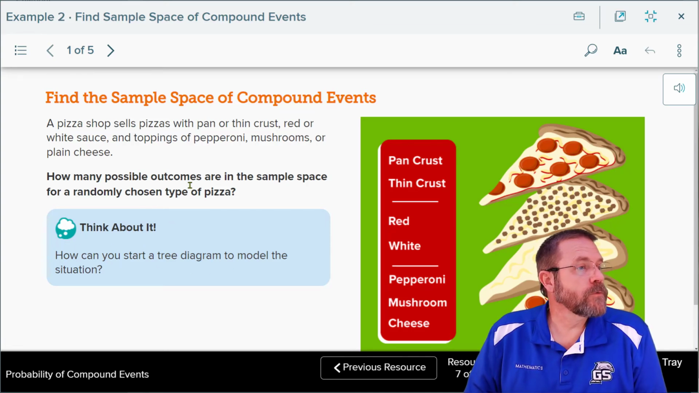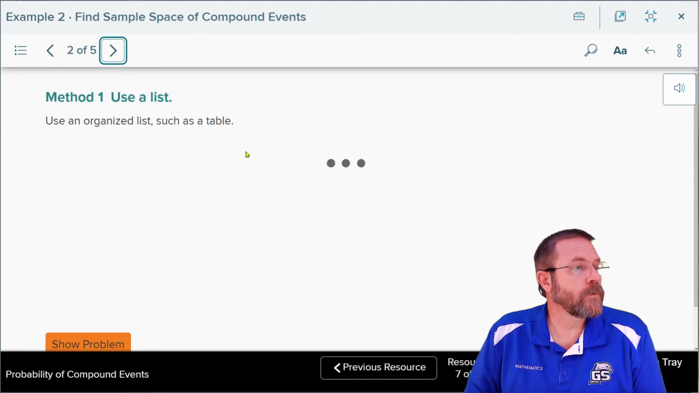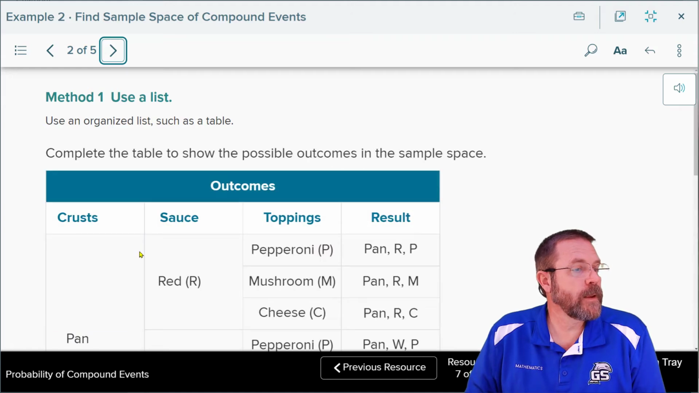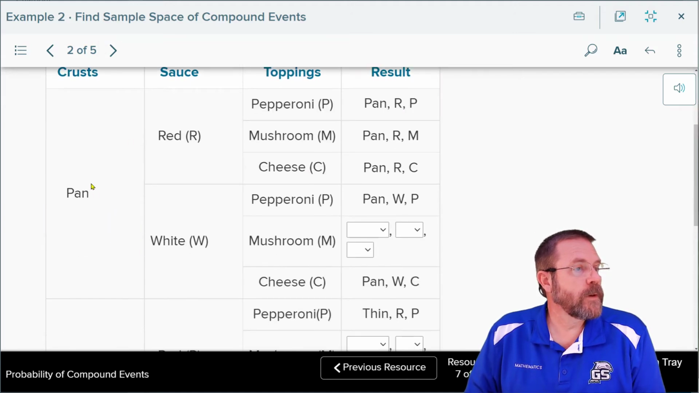Well, I would personally start it by focusing on the crust. We could either have a pan or thin crust, so we're going to focus on the crust first. Let's take a look and see what they gave. So right here, they said that if you made a pan pizza, then on the pan pizza, you would select either the red or the white sauce.